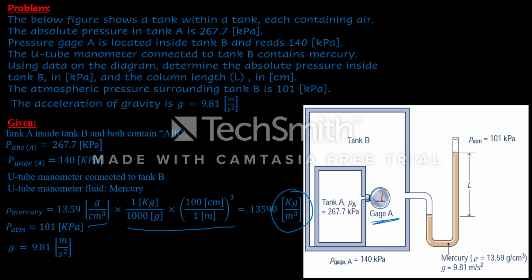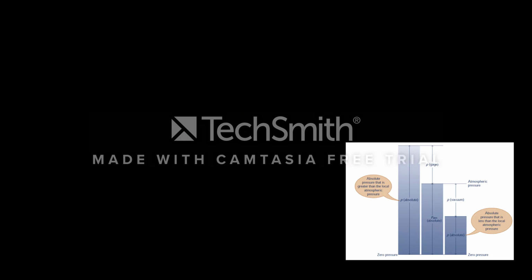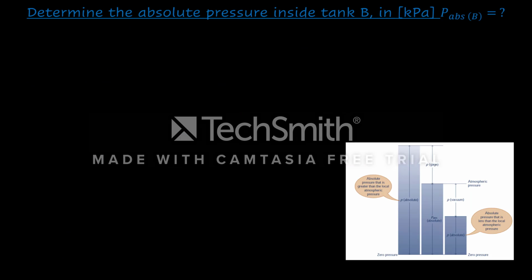So we have here the pressure gauge connected to tank A and the U-tube manometer connected to tank B. This figure will help us determine the absolute pressure inside tank B. As you can see, here we have the pressure gauge. The gauge pressure is the difference between the absolute pressure and the atmospheric pressure. In our case, the atmospheric pressure here represents tank B, and the absolute pressure represents tank A.